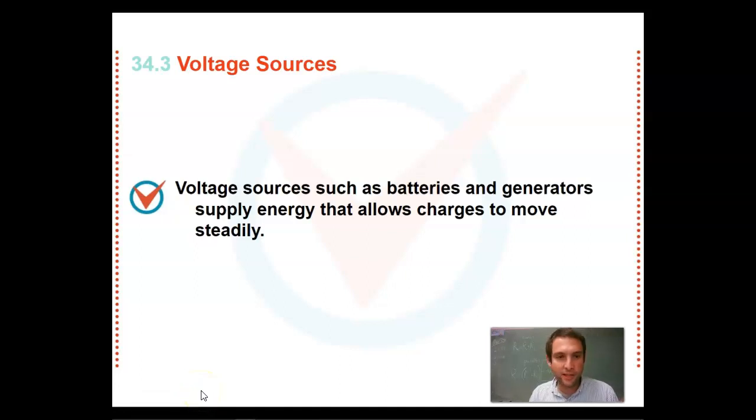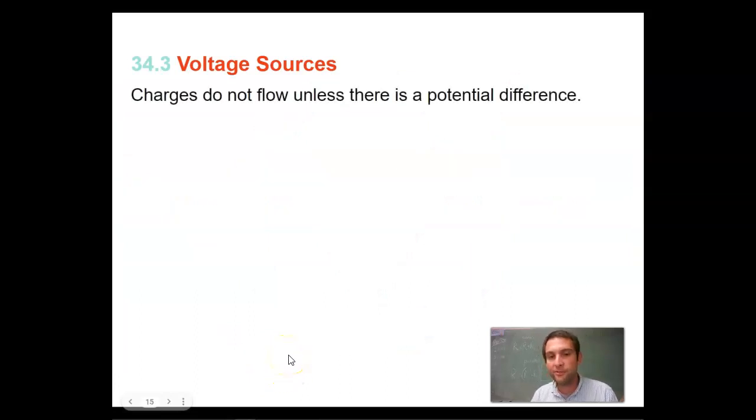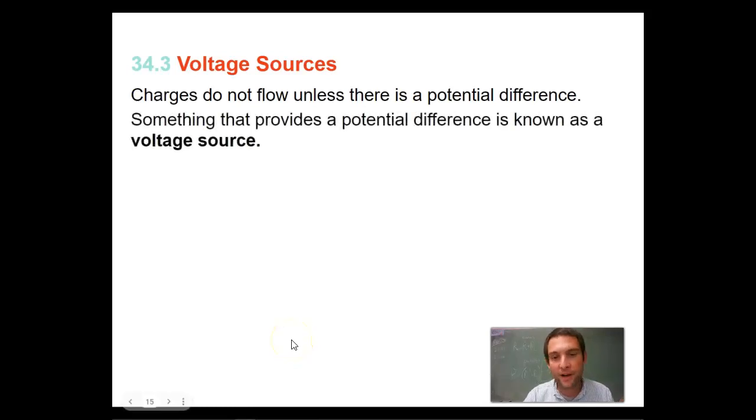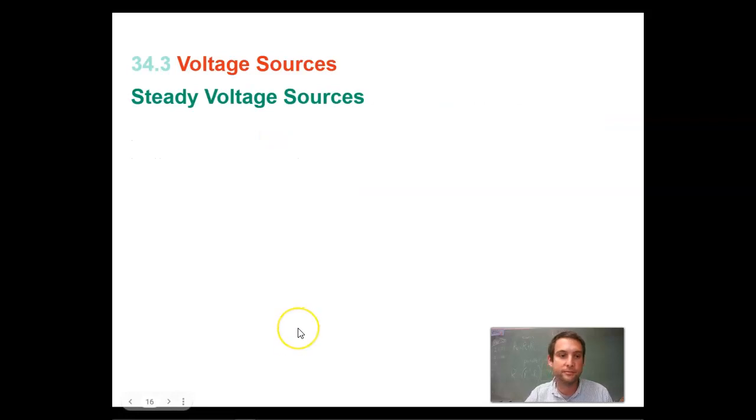Objective for section 3, voltage sources. Voltage sources, such as batteries and generators, supply energy that allow charges to move steadily. Charges do not flow unless there is a potential difference. Something that provides a potential difference is known as a voltage source. Batteries and generators are capable of maintaining a continuous flow of electrons.